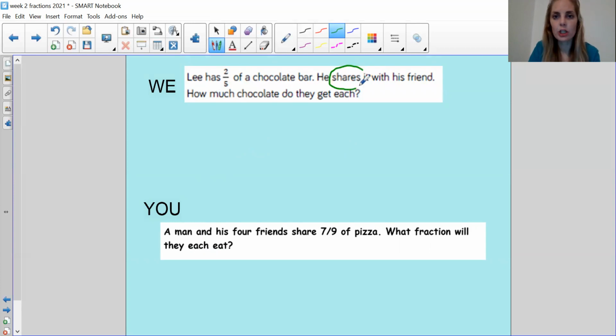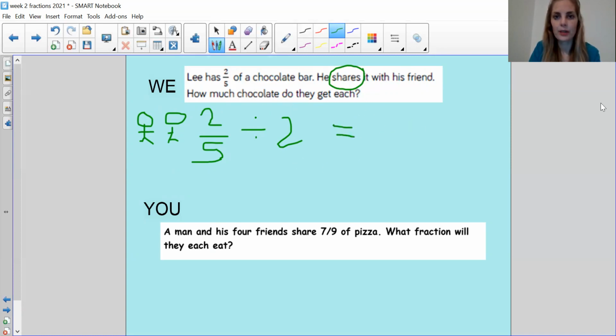Great job. It's the word shares. If you're sharing something, it means that you're dividing it up. So imagine Lee, here's Lee, and he has a chocolate bar that he shares with a friend. So how many am I going to divide it by? First write out your sum, which is 2/5 divided by 2, because there's 2 of them.